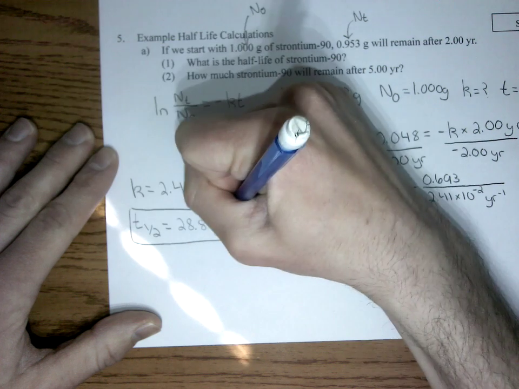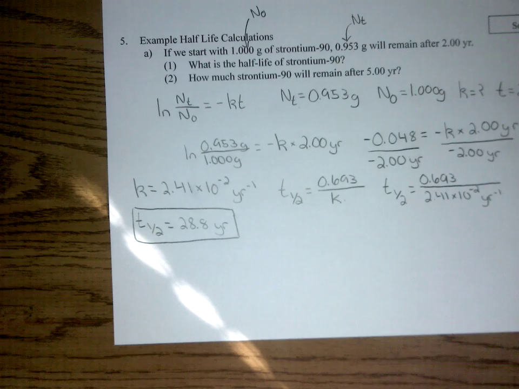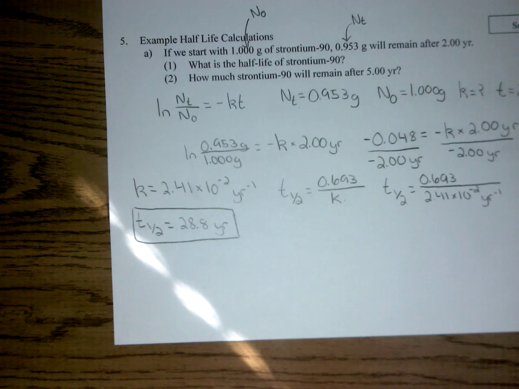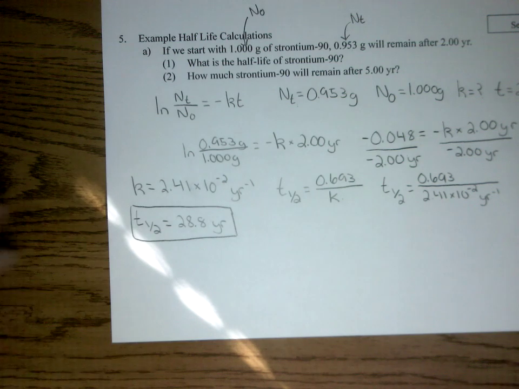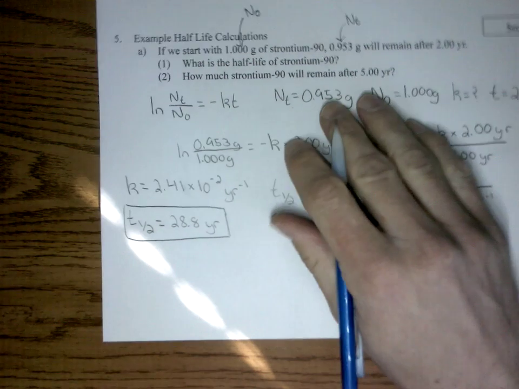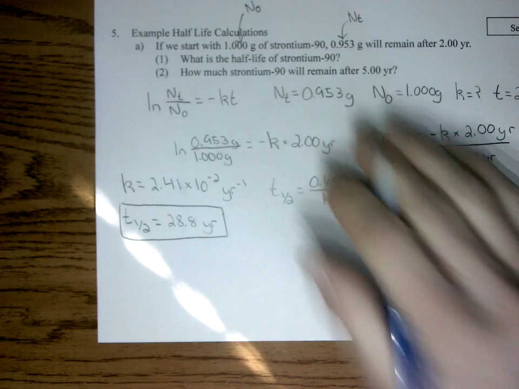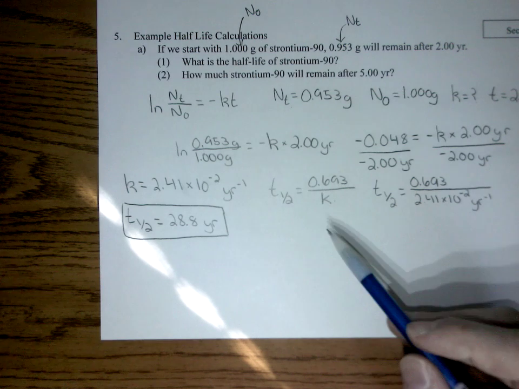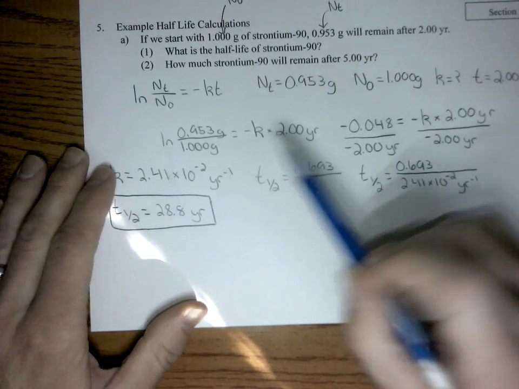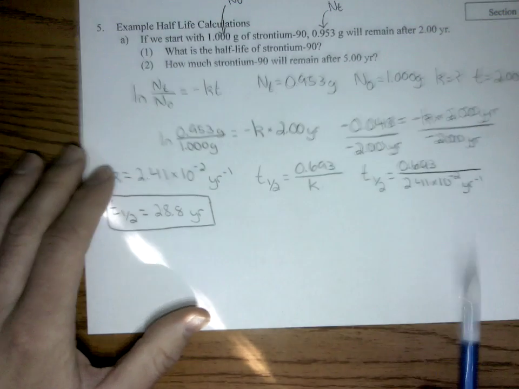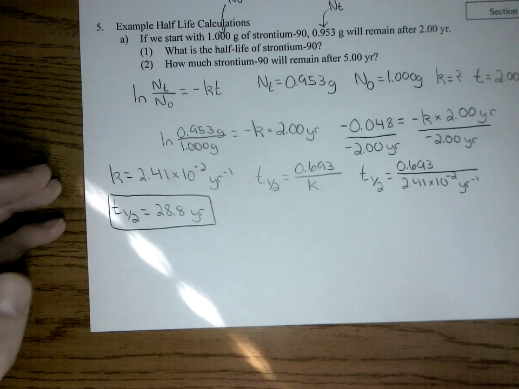Okay, so now what I've done here is this. I have done a few things. One, I found the half-life. A lot of work because it uses both the integrated rate law for first order kinetics, and then it also used this half-life formula that we've talked about. Gets a little easier here on problem 2. It says how much strontium-90 will remain after 5 years.